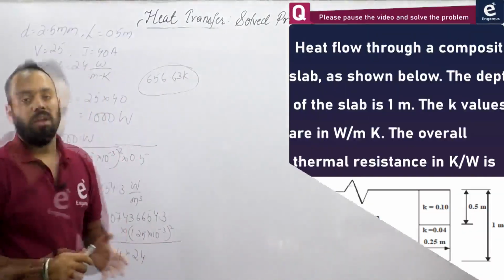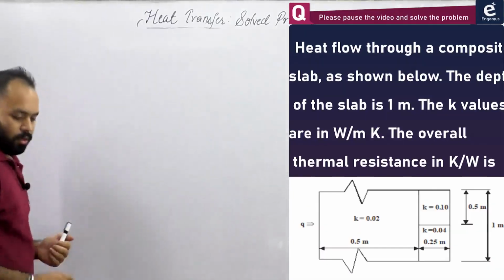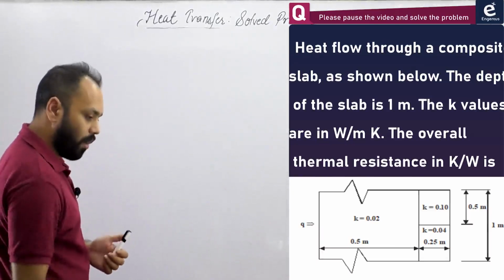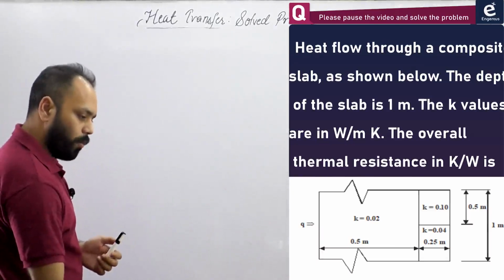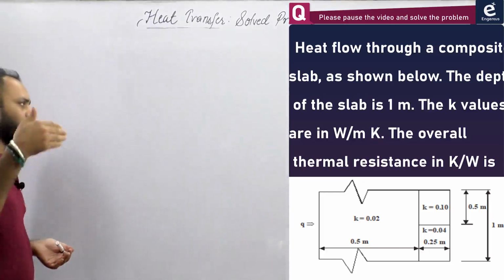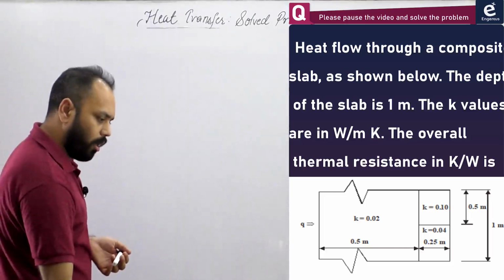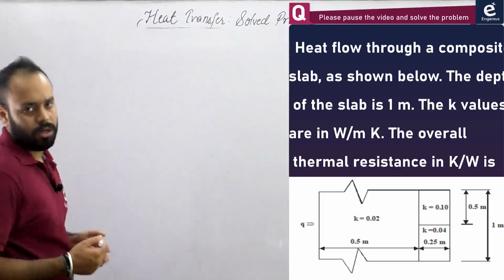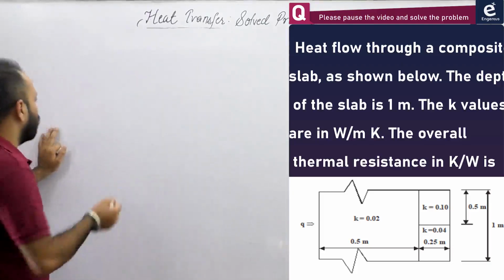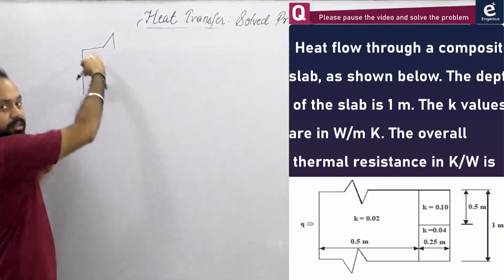Fine. Eighth question is here. Diagram dekho. It says there is a composite network, right? Heat flows through a composite slab as shown below. The depth of the slab is 1 meter. Depth means its thickness into the board is 1 meter, and the K values are in watt per meter per Kelvin. The overall resistance is being asked. Okay. So you have this kind of wall. What is the meaning of this sign?